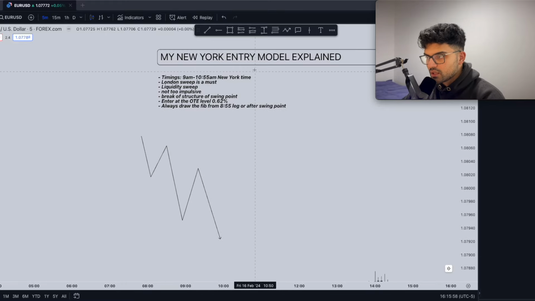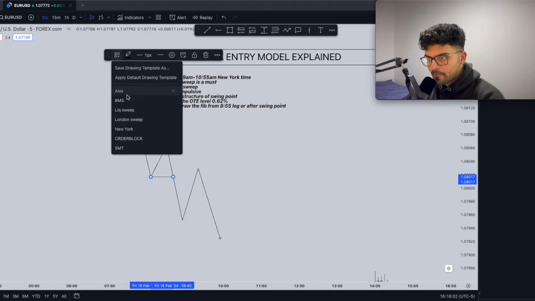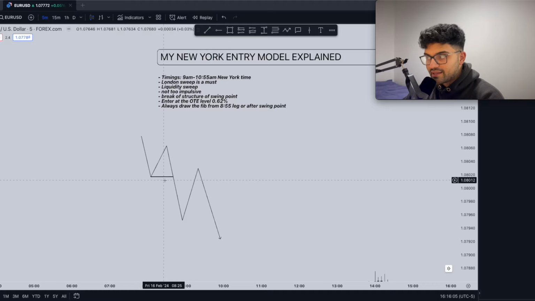So pretty much this would be an entry model. We have a break of structure right there. And this has to be at 9 a.m. This break has to be at 9 a.m. or after. Okay, so that's one criteria.